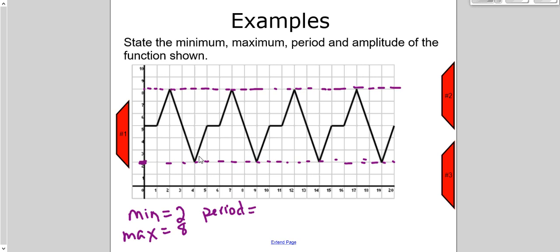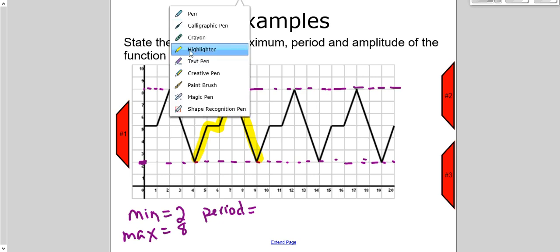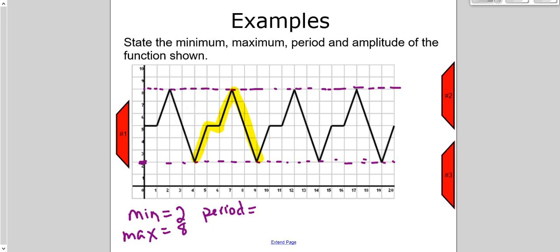The period, remember, is the length of time that it takes for one cycle to occur. So you've got to find a cycle. You've got to pick a starting point and pick an ending point. So let's say I'm going to look at this cycle right here. It goes up, then over, then up, then down, and then it starts to repeat itself. So I'm going to pick that to be my cycle. Maybe you pick something a little bit different, so that's okay. And that starts at 4 and it ends at 9, which means my period is 5. It takes 5 units in order for that cycle to occur.